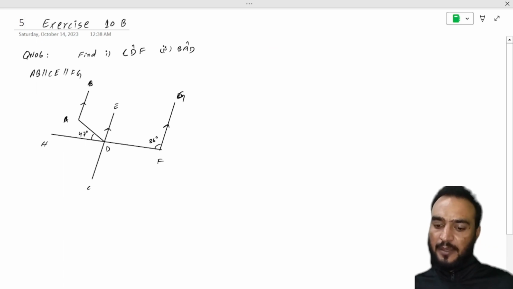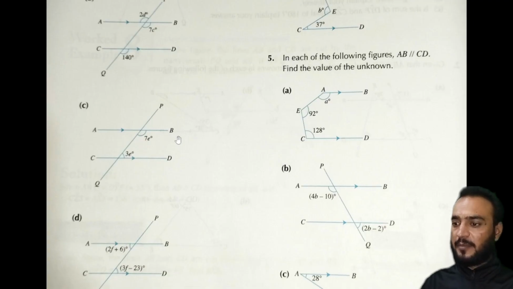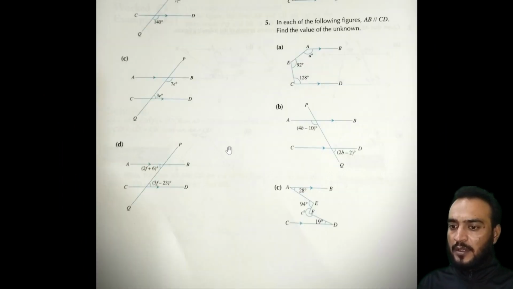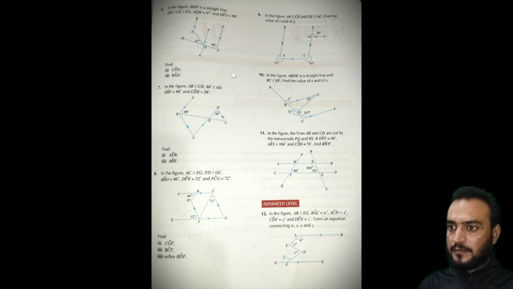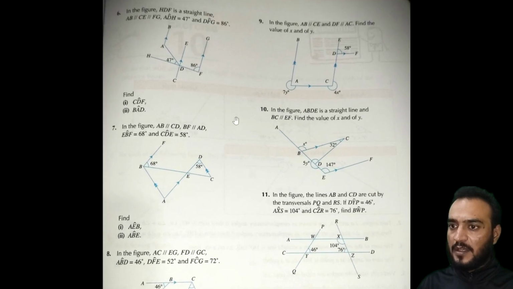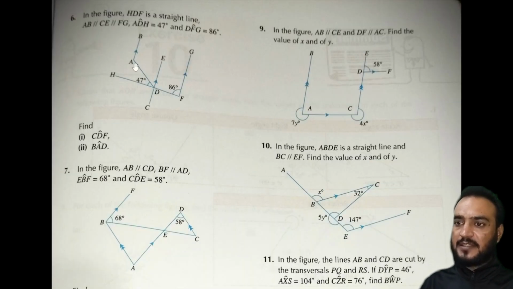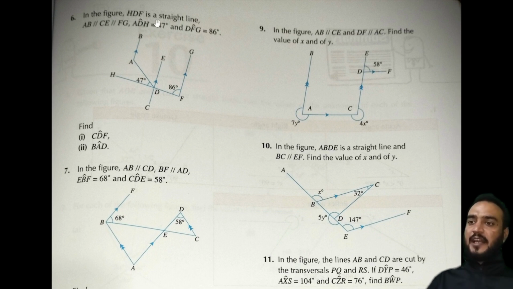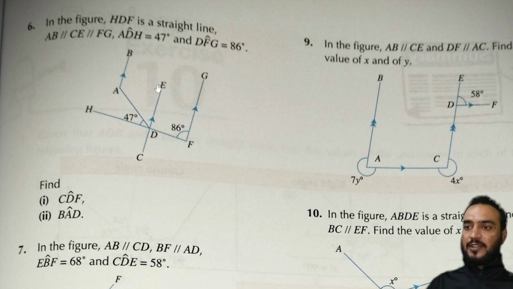So this is question number 6, and let us see question number 6 in the book. In the figure, HDF is a straight line. AB is parallel to CE is parallel to FG, and ADH is equal to 47 degrees and DFG is equal to 86 degrees. Find the values of the unknowns.